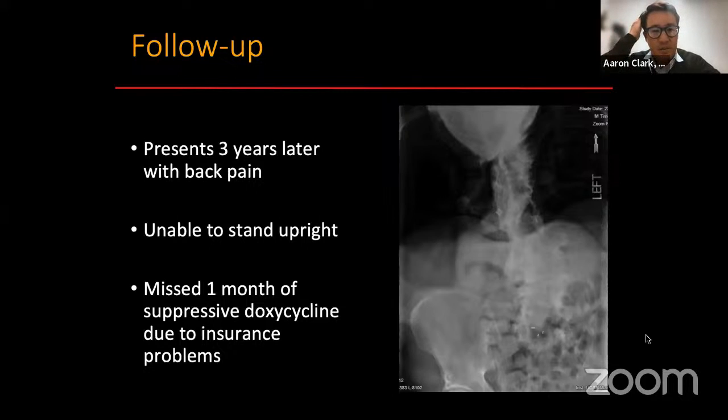He ultimately came into clinic about 3 years after the index surgery. His infectious disease doctor had said he had developed fairly rapidly progressive and severe back pain, and he complained of the inability to stand upright. So we started by getting some standing X-rays, and what we're seeing here is actually a full-length standing AP scoliosis X-ray.